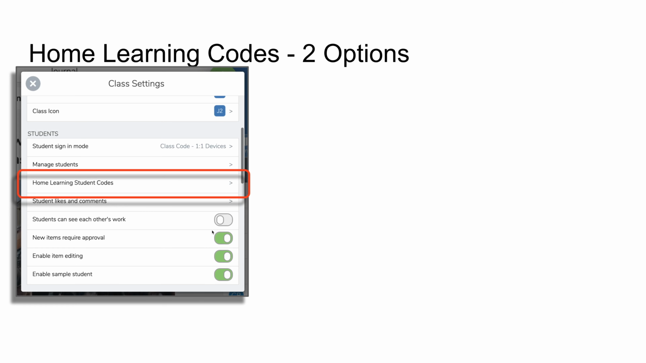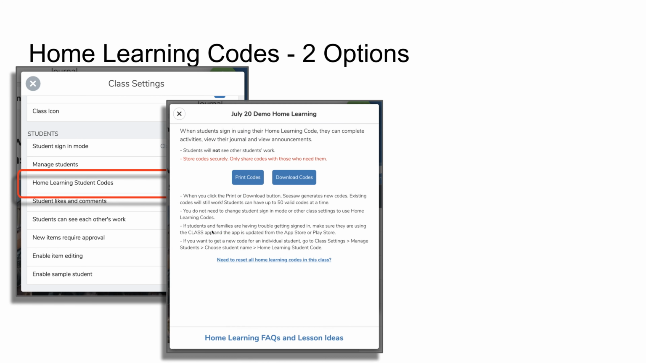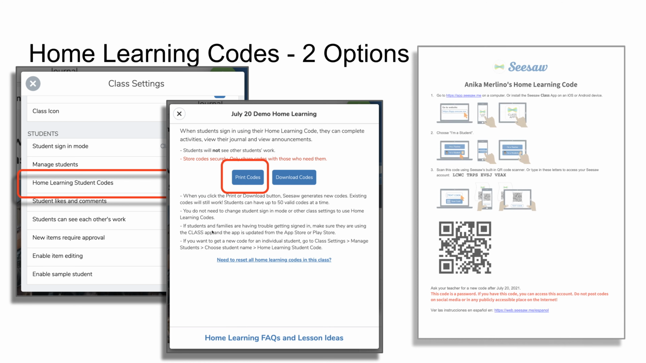All right. So again, you're going to click on that wrench. You're going to go to Home Learning Student Codes. And there's your 2 options, print codes or download codes. Let's begin by doing print codes because it's possible you're going to see your kids maybe once at the beginning of the year, almost as a welcome day.